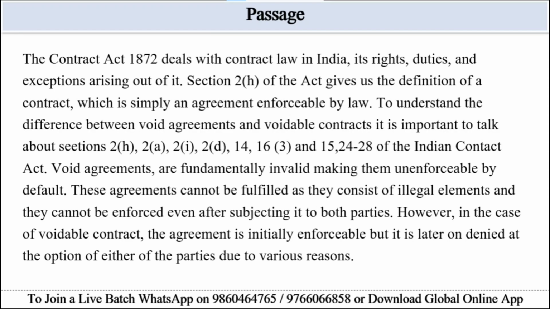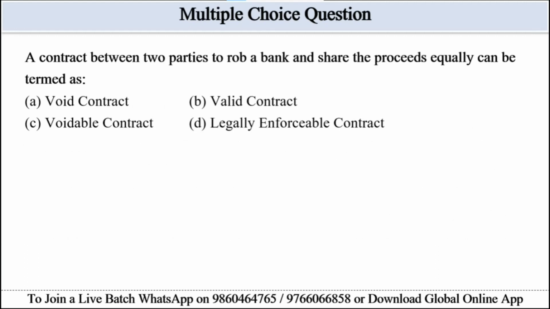So we can eliminate option B, valid contract, because it is impossible since it involves a crime. Option C can also be eliminated because voidable contract does not apply as illegal agreements are inherently void, not voidable. Similarly, in case of option D, we can also eliminate this option which says legally enforceable, which is incorrect. So the best answer for this question will be option A, void contract. So the correct answer will be option A.